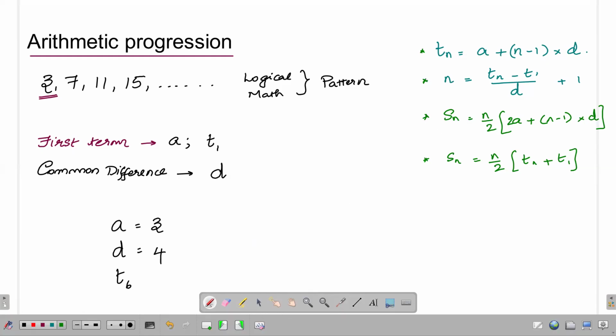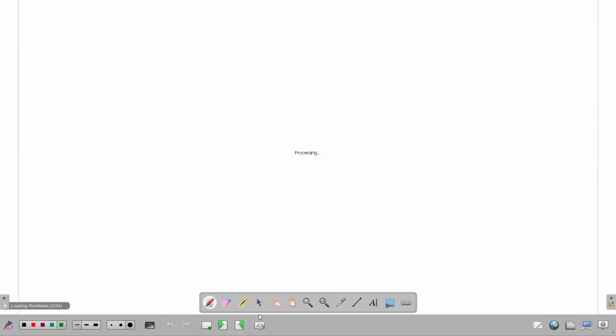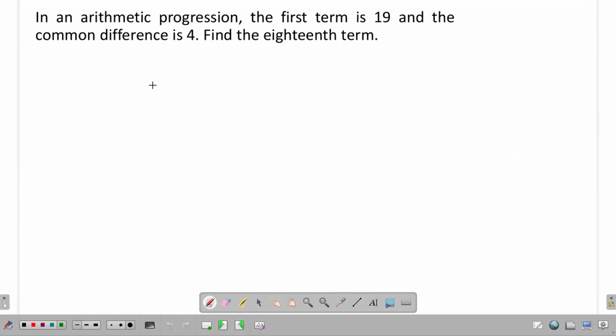Now, having completed the basic formulae, it is time for us to solve the questions. Take a look at the first question. It is given that in an arithmetic progression the first term is 19 and the common difference is 4. You are asked to find the 18th term. So I shall list it here. The first term is 19, the common difference is equal to 4. You are asked to find the 18th term, T18.